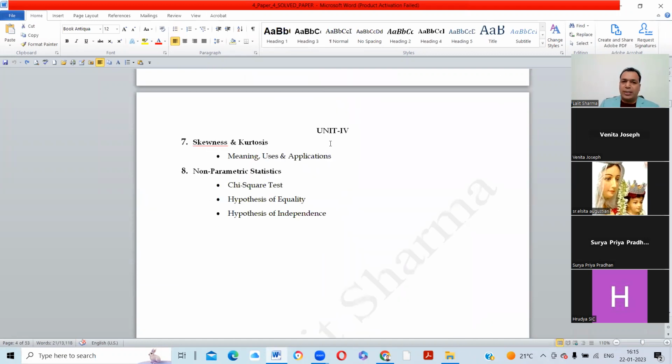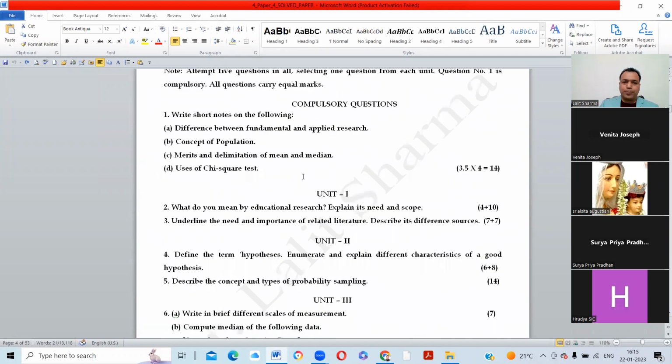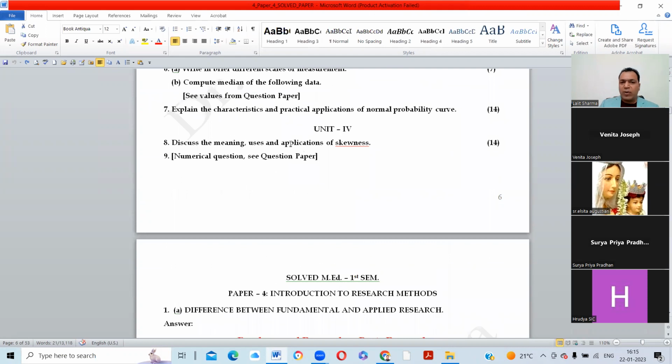Similarly in unit 4, guys, you can see that one question has come: discuss the meaning, uses and applications of skewness. So either skewness would come, or the question would come: discuss the meaning, uses and applications of kurtosis. So I think, guys, you have understood.